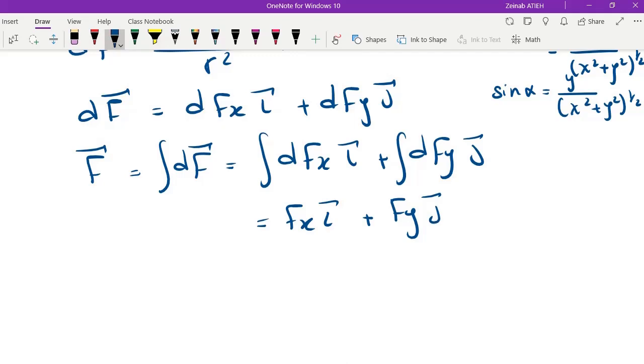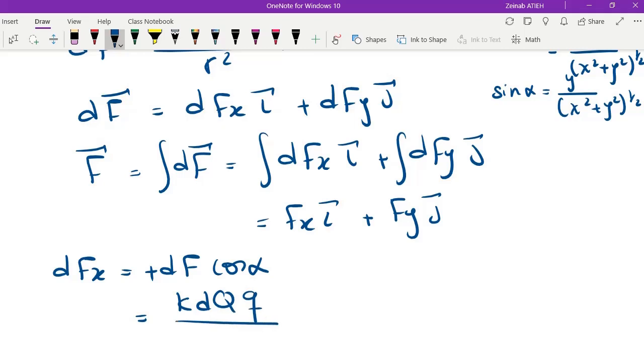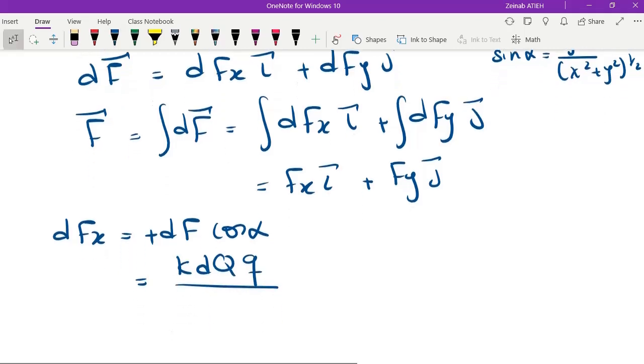This is J. So I will try to write dFx, which is equal to plus dF cosine alpha. Okay? The plus came because of the projection on the x axis. So I write the magnitude. It's k dq q over r squared. The cosine alpha we found was x over r, so I will substitute like this.